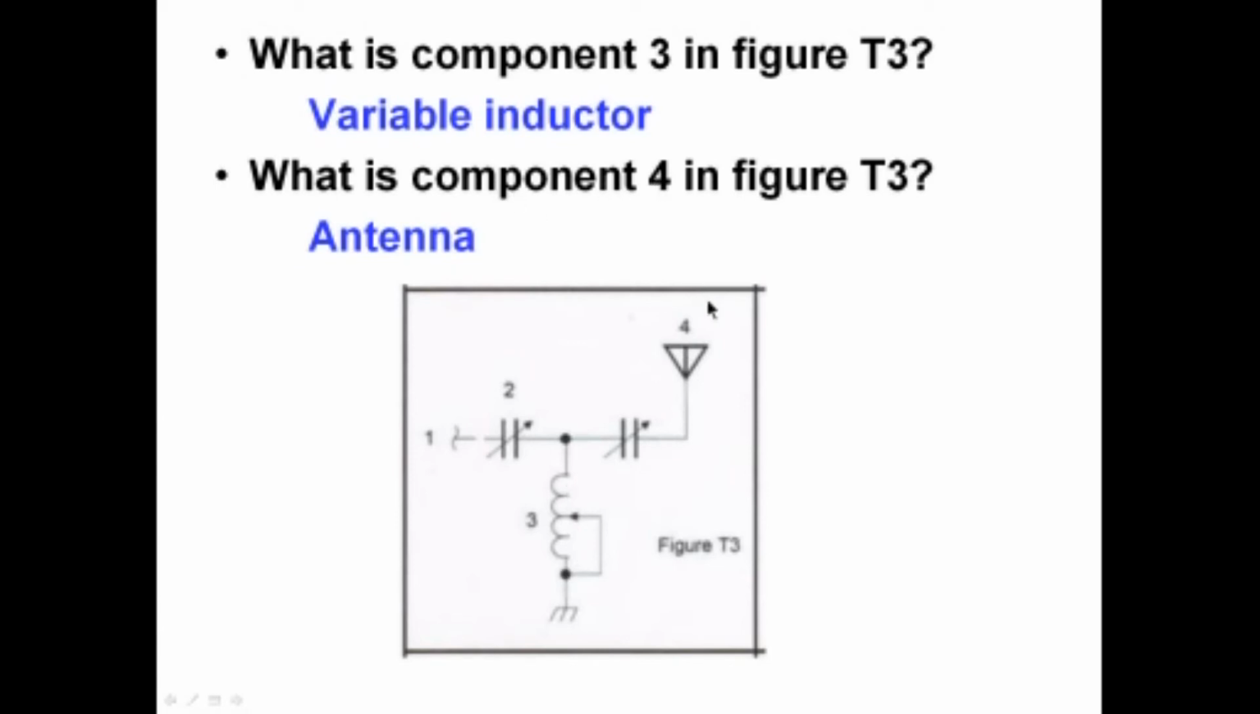What's component 4 in figure T3? It's an antenna. And this circuit right here is an antenna tuner. You have an antenna hooked to it. Your transmitter would hook to it over here. Here you have a variable capacitor, another variable capacitor, and a variable inductor. And this can be used to match the transmitter to the antenna to make sure you get the maximum transmission of power from the transmitter to the antenna. And we're going to talk about that in a later lesson about how we do that. But this is the kind of circuit that you would use for that, an antenna tuner.